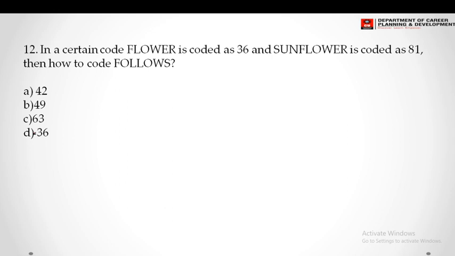So now the next question. The next question is a certain code. Flower is coded as 36. So sunflower is coded as 81. So you have to find the code for sunflower.